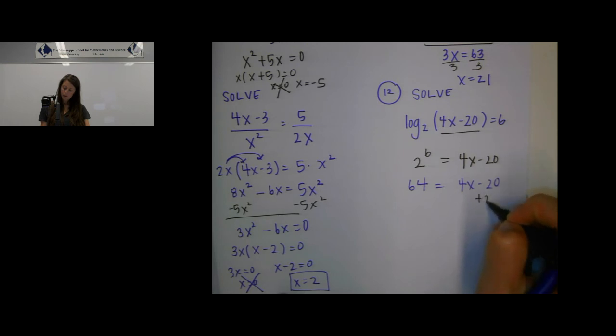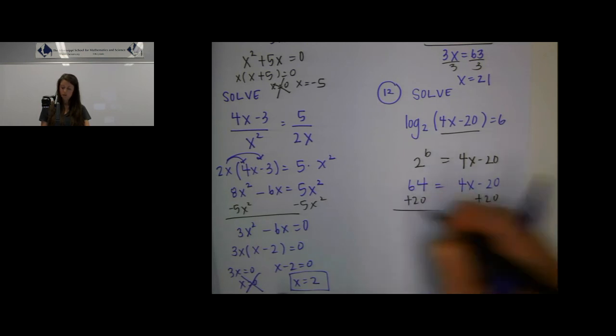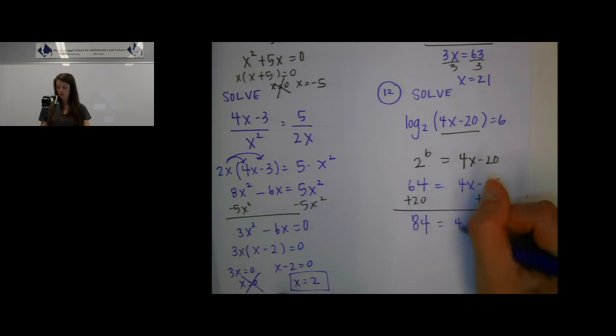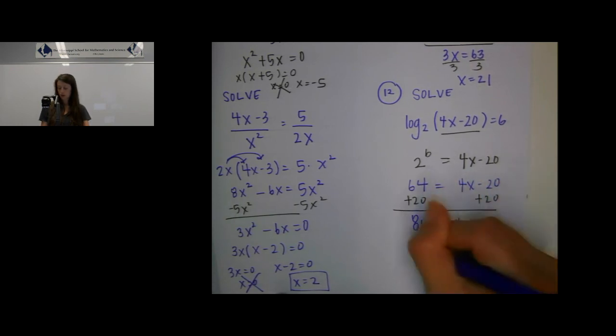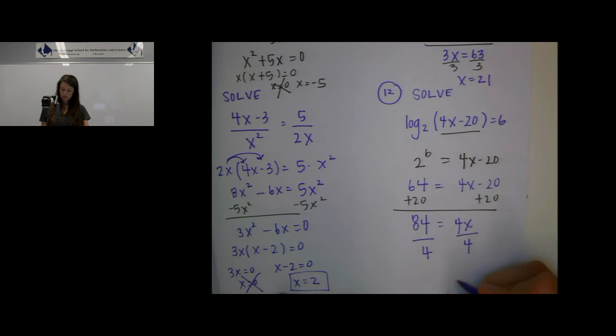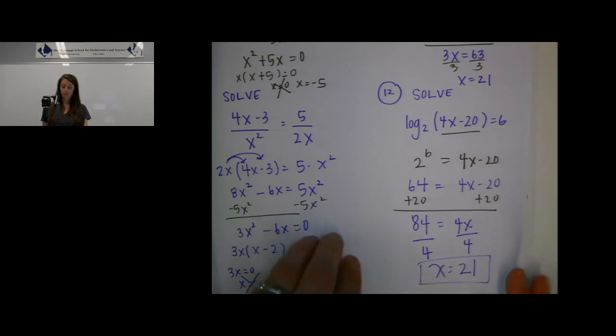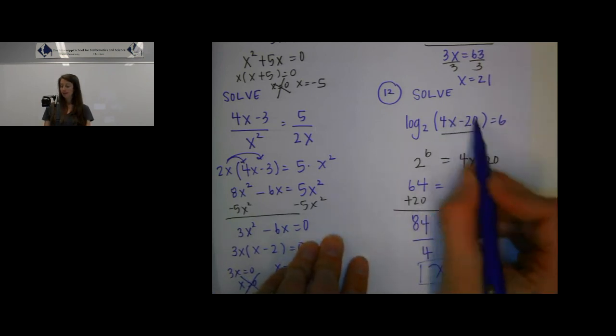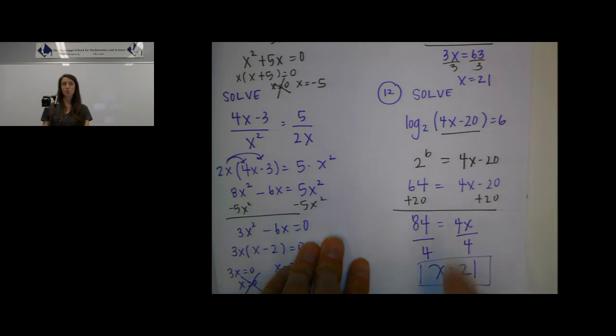We will then solve. So it's just a linear equation. So this is going to be 84 is equal to 4x. Divide both sides by 4. So x here is going to be equal to 21. Remember, it can't be a negative inside here, so always make sure that you check your answer.